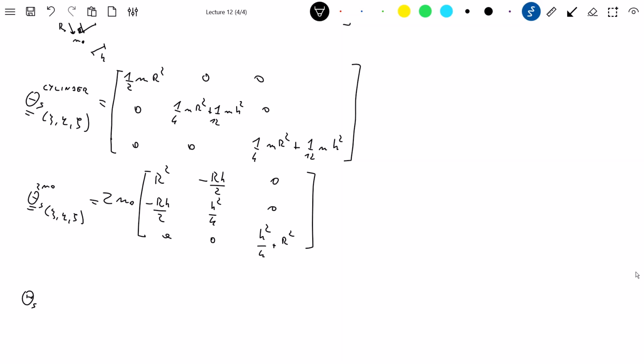Then we have theta s total in the xi eta zeta reference frame, which is the sum of these, so we will have theta xi, minus d xi eta, 0, then minus d xi eta, theta eta, 0, and here we still have 0, 0, because this is not disturbing this direction, and theta zeta.